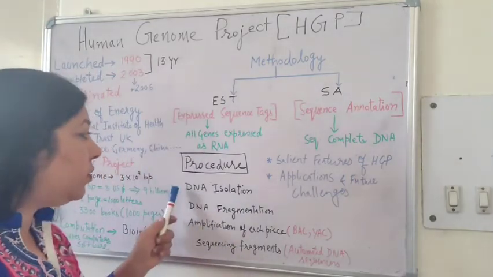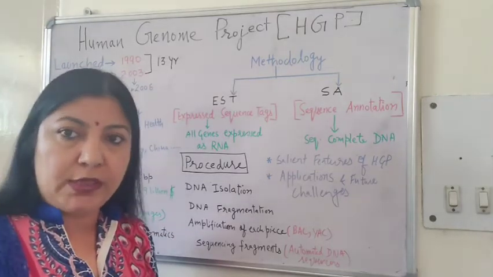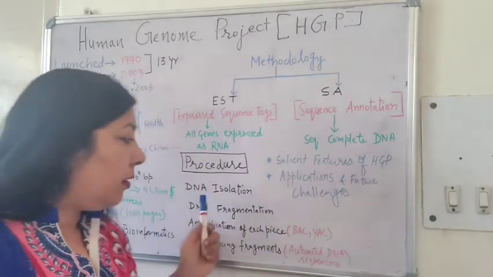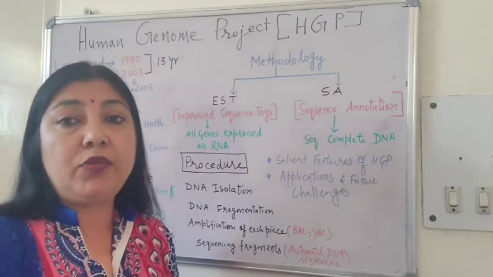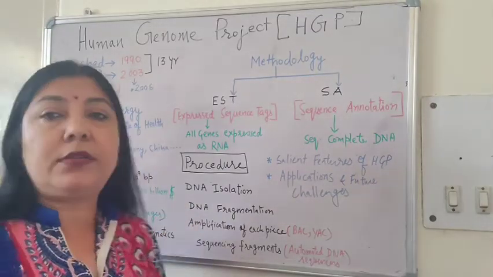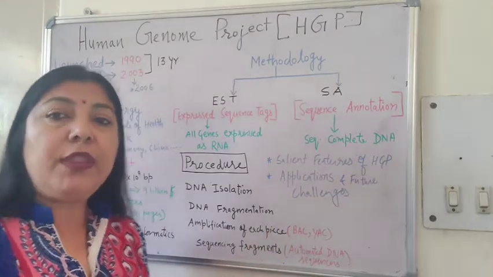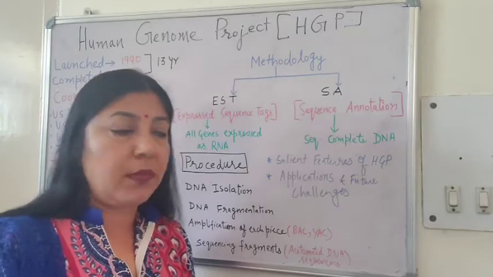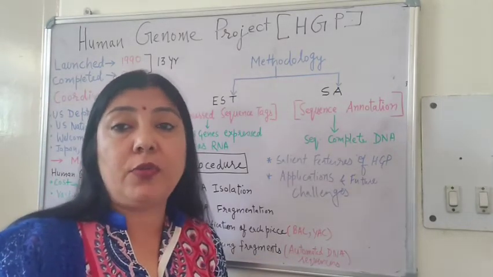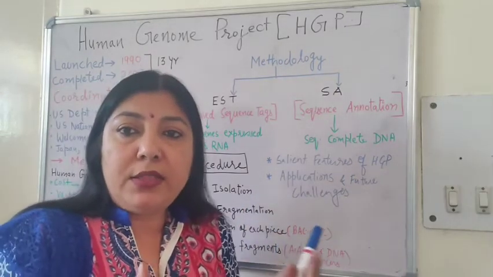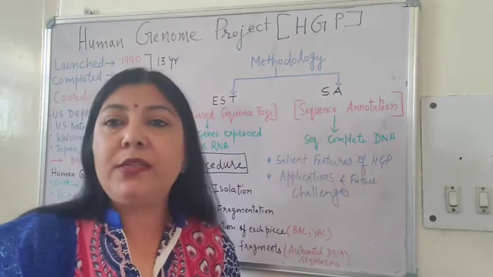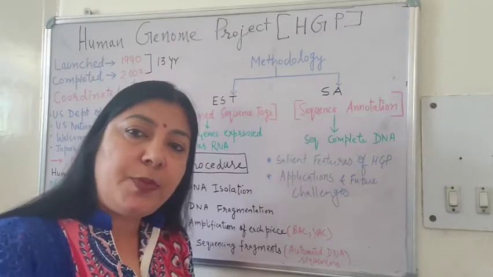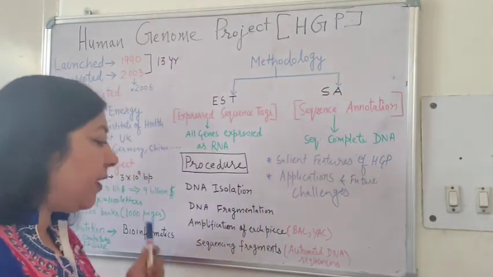Now, how was this procedure done? First of all, the DNA was isolated from the human cell. After the DNA was isolated, because DNA is a long thread-like structure, it was fragmented using specific enzymes. And these fragments were later amplified with the help of special vectors like BAC, bacterial artificial chromosome, and YAC, yeast artificial chromosome. When we study gene cloning, we will study more details about these clones, these plasmids. So amplification of each piece was done by a specific vector.